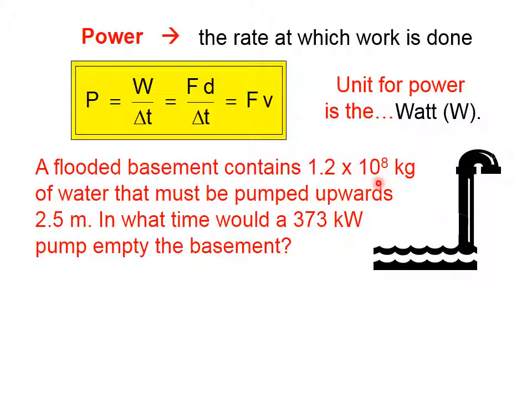Essentially what we have to do here is lift this water up a distance 2.5 meters. We need to exert a force on that water to lift it upwards, and the force that we need to exert on it is essentially the weight of that water. So I'm going to use the F times D divided by T version of power, and the force that the pump is going to have to exert is essentially equal to the weight of that water.